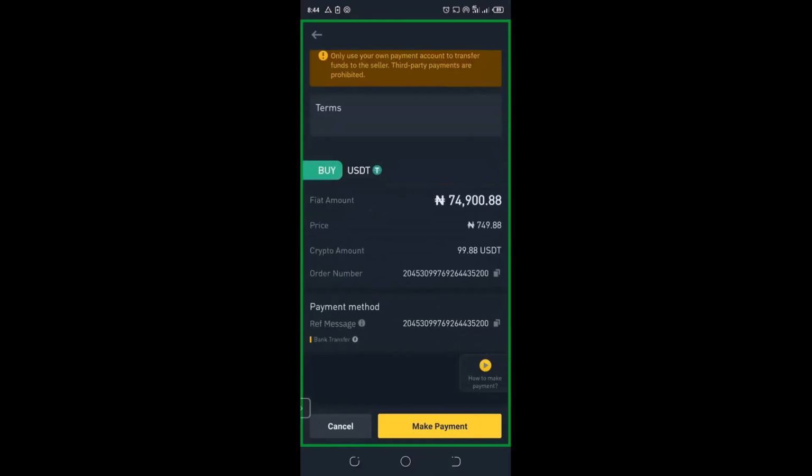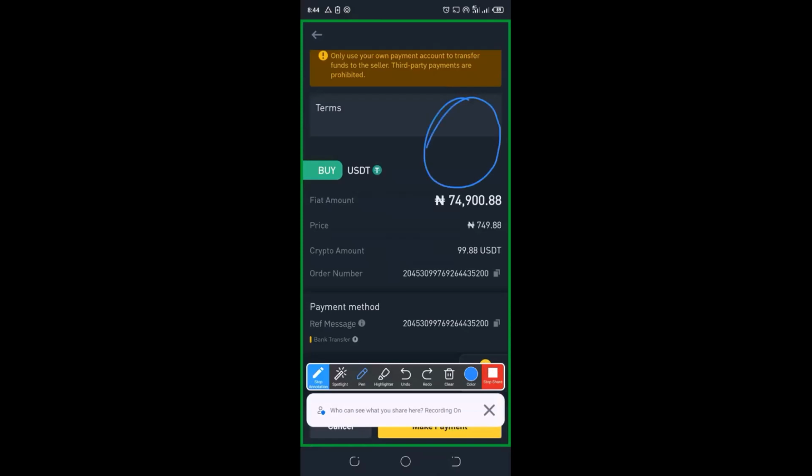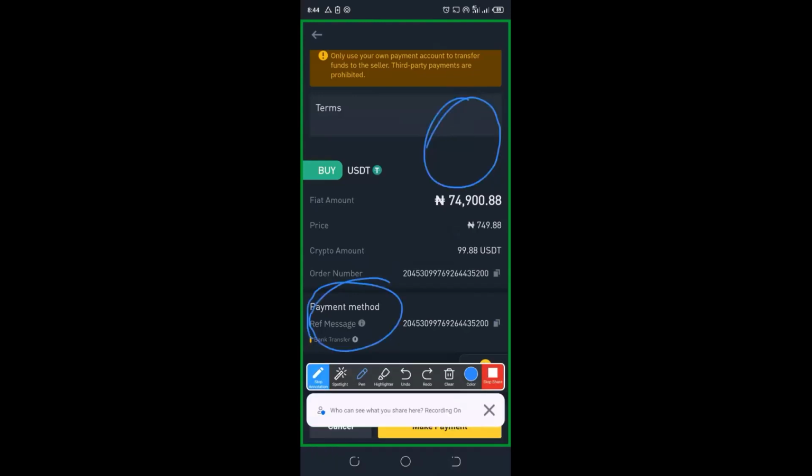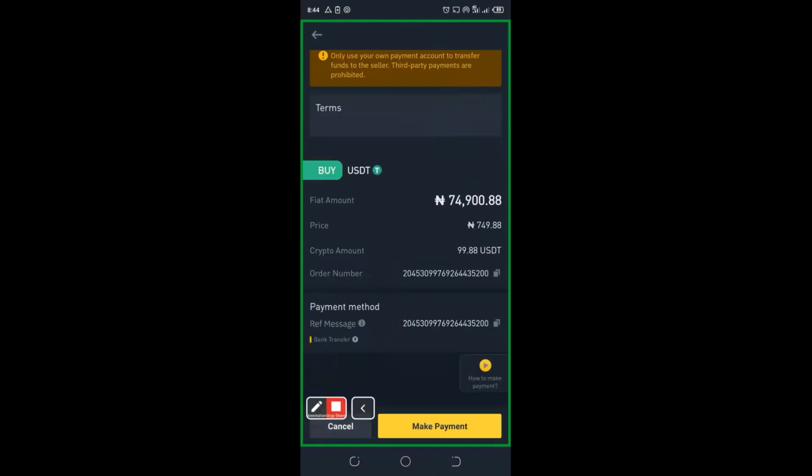You want to say make payments. Once I click on make payments, it will bring out the person's account number. But note something. Look down here. You see a message. Look at this payment method. Look at that ref message. Always copy that message somewhere. If you just tap by the side of it, this small place here.